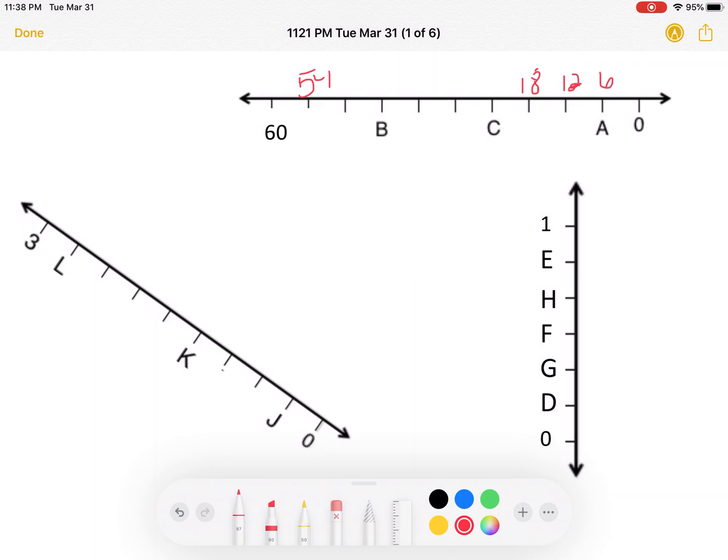Okay, so we need to determine the value of the A, the value of the C, the value of the B. And so I want you all to pause it here and see if you can go ahead and count your tick marks and their values and determine the value of the letters shown.